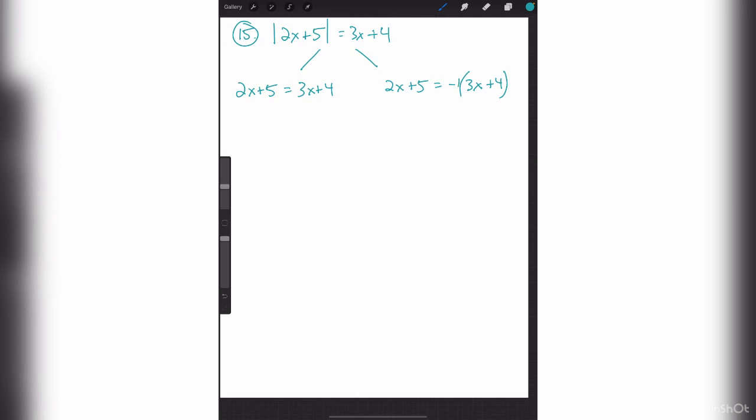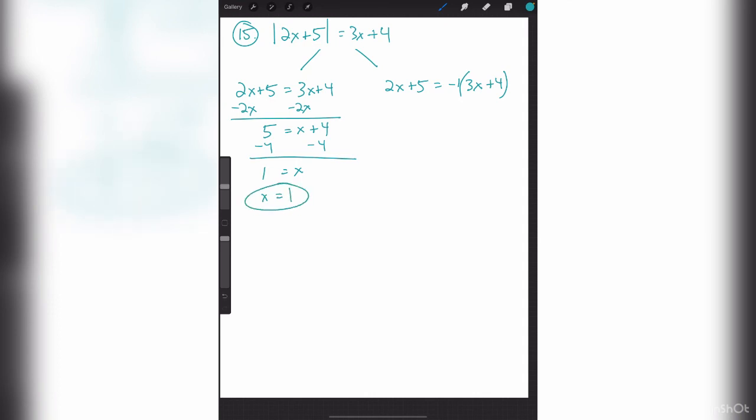Now, let's solve the one on the left. Okay, so I get 2x plus 5 is equal to 3x plus 4. I'm going to go ahead and subtract this 2x from each side. Okay, and that gives me 5 is equal to x plus 4. And then I'm going to go ahead and subtract 4 from each side. Okay, and that gives me 1 is equal to x, so x is equal to 1.